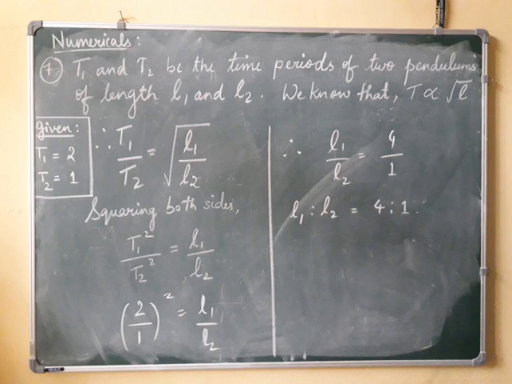T is directly proportional to root L. So T1 by T2 is equal to root over L1 by L2. Okay, that is the formula. When we square on both sides, T1 square by T2 square equals L1 by L2, because we have to remove the square root.